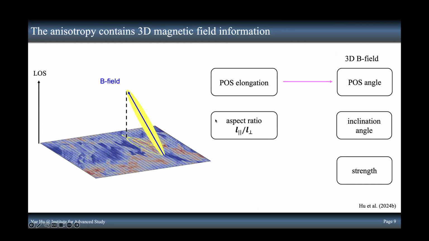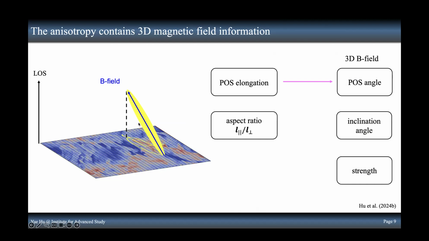Because of the elongation of the turbulent eddies along the magnetic field, it should be a 3D phenomenon instead of a 2D one. Therefore, what we observe in 2D is a projected eddy. And the projection can change the aspect ratio, parallel over perpendicular. This aspect ratio is also correlated with magnetic strength.